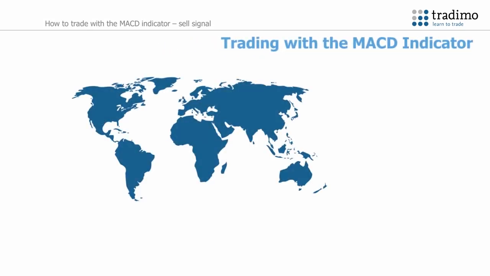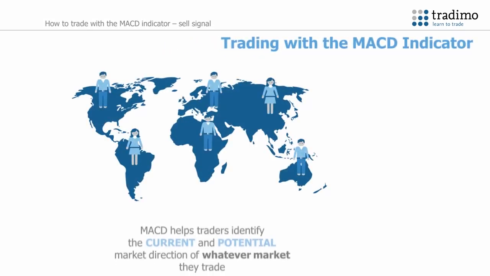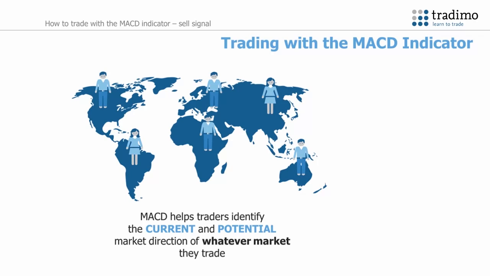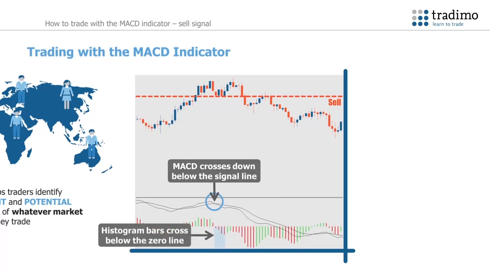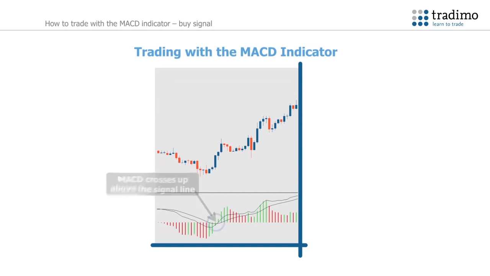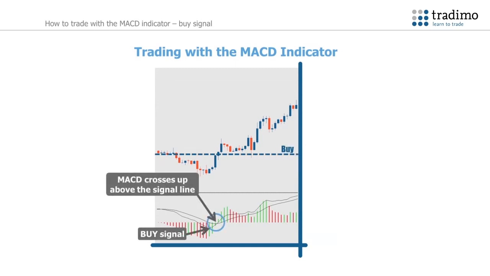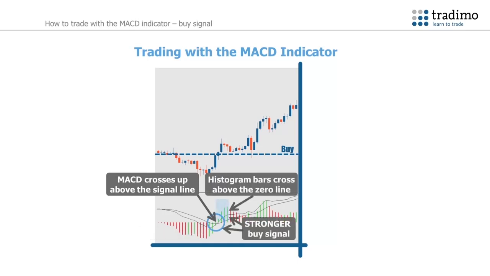The MACD is used by many traders around the world to help identify the current and potential future market direction of whatever market they trade. When trading with the MACD indicator, you could take an aggressive sell signal when the MACD crosses down below the signal line. However, the sell signal is considered stronger if the histogram bars cross below the zero line as well. Conversely, you could take an aggressive buy signal when the MACD crosses up above the signal line. However, the buy signal would be stronger if the histogram bars cross above the zero line as well.